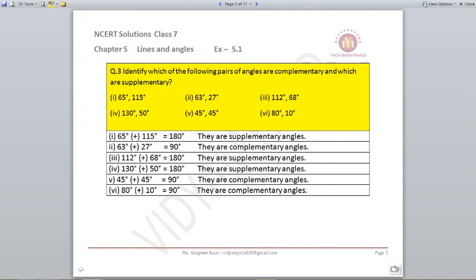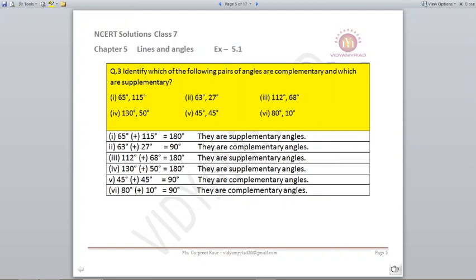Question number 3. Now here are certain pairs given to us and we need to find which one is complementary and which one is supplementary. So if the sum is equal to 180, then it is supplementary, and if the sum is equal to 90 degrees, then they are complementary angles. Like 65 plus 115 is 180, so supplementary. 63 plus 27 is 90, complementary.